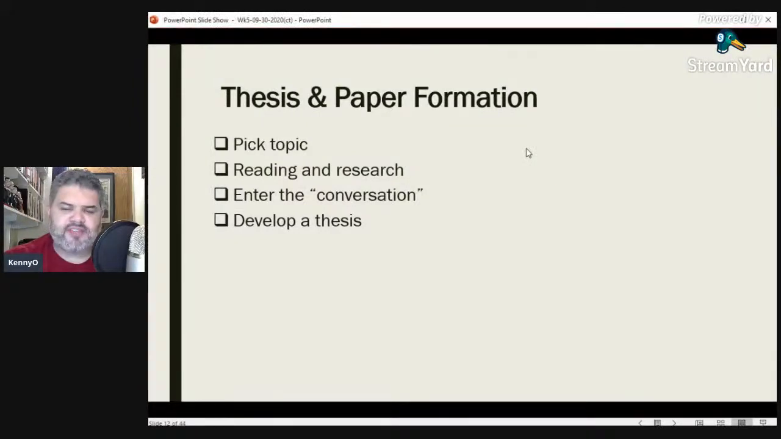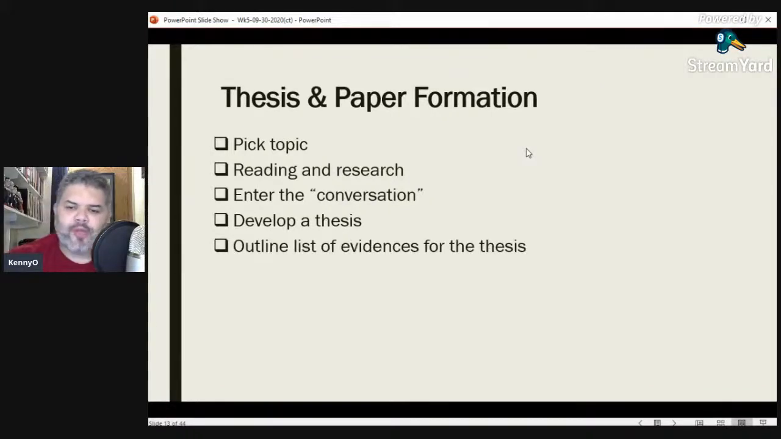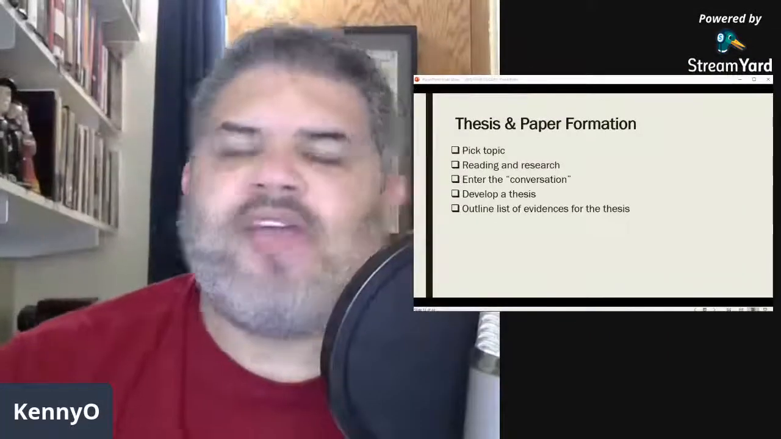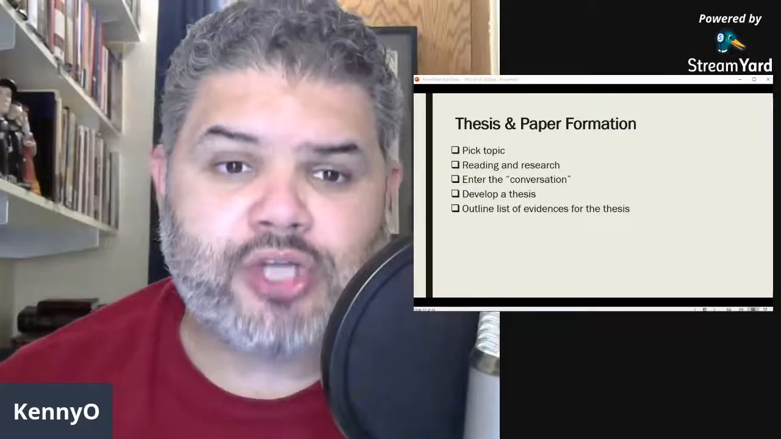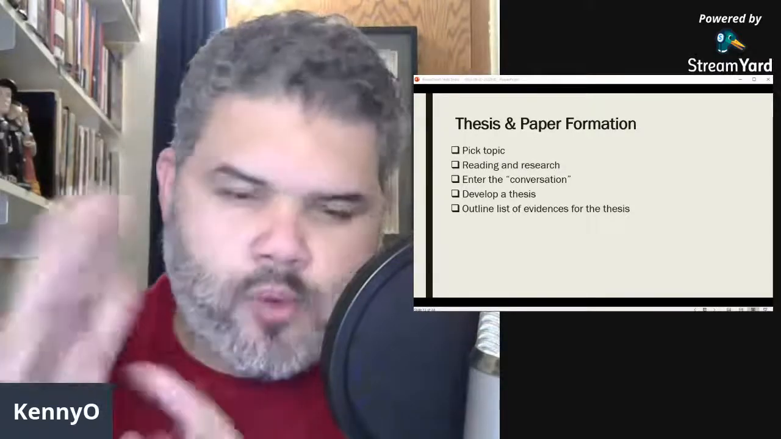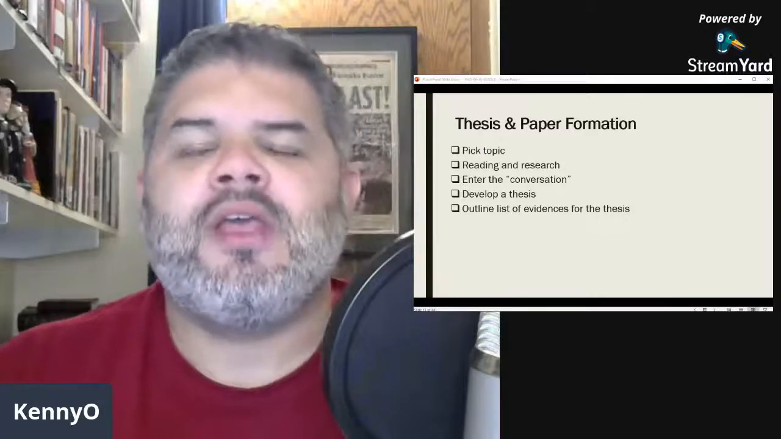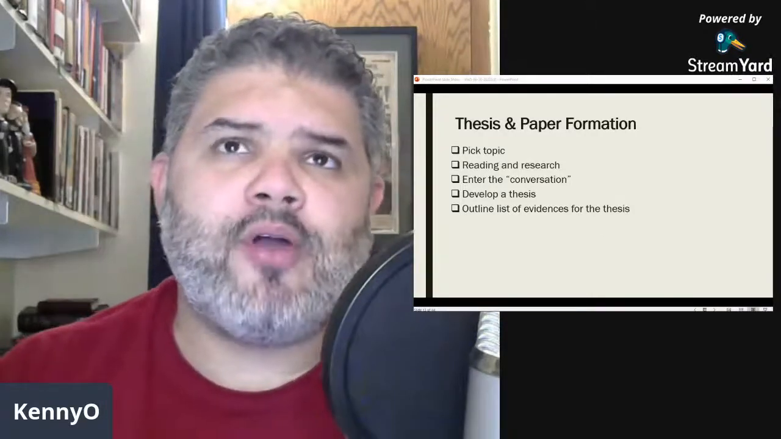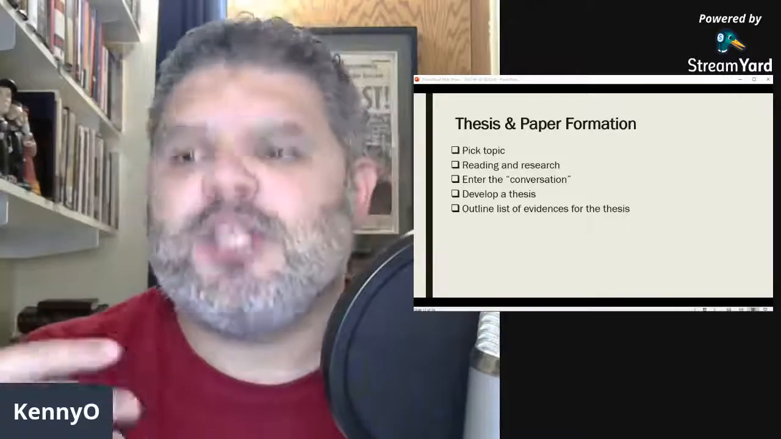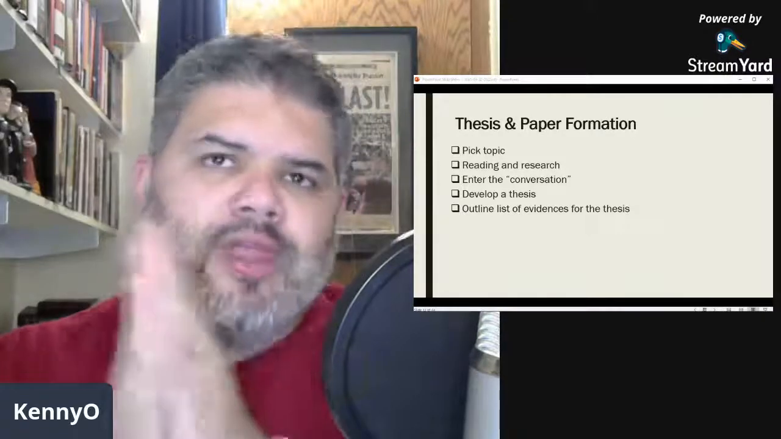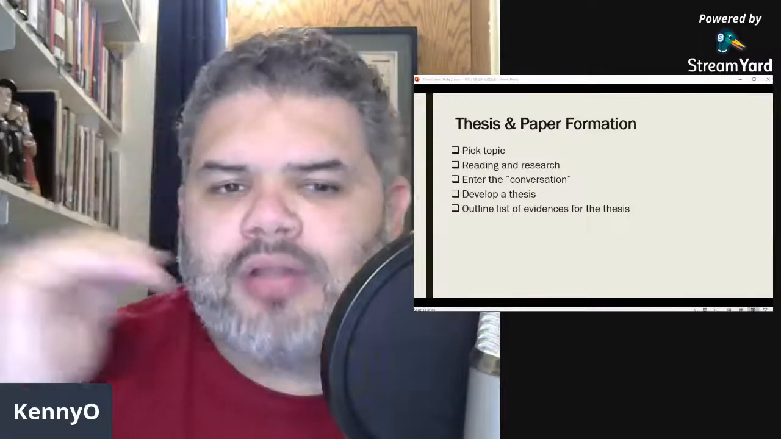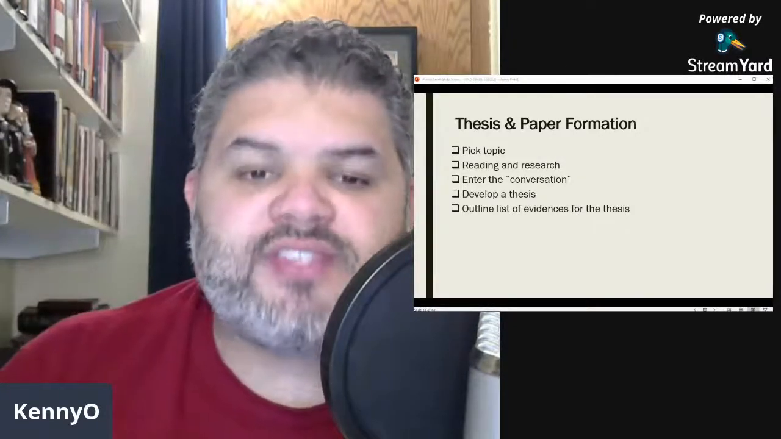Once you've developed a thesis, which is an opinion or a position that you are going to embrace and defend in your paper, the next thing you do when forming your paper is outline all the evidences for your thesis. So if I am going to argue for penal substitutionary atonement, that's a type of atonement. If you don't know what that is, don't worry about it. It's not a big deal for the purposes of this video. If I'm going to argue for a particular view of the atonement, specifically penal substitutionary atonement, then I'm going to outline all the evidences for this thesis.